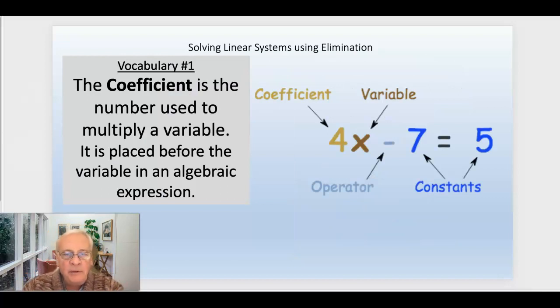Now, first, a couple of vocabulary words. The coefficient, and we've talked about it before, is the number used to multiply a variable. It's the number that's in front of the x or the y. It's placed before the variable in an algebraic expression. It's called a coefficient.